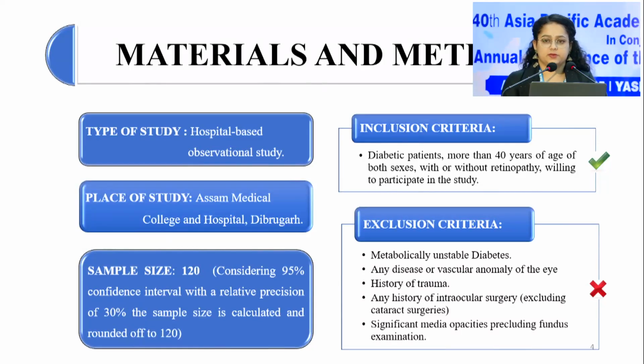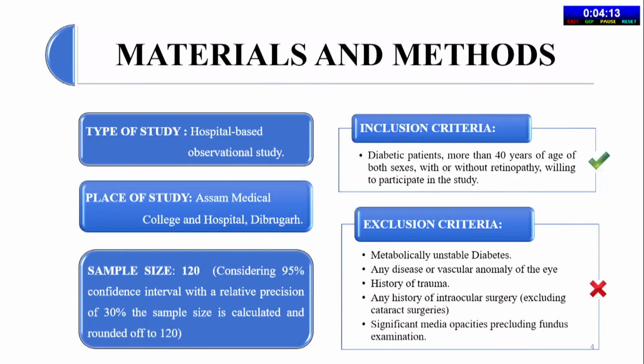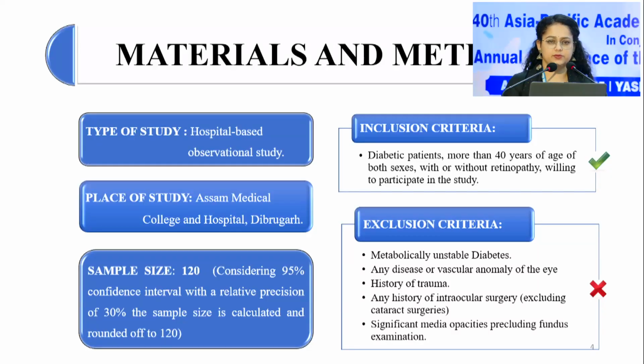So this was a hospital-based observational study conducted in a medical college in Assam, where we had taken 120 diabetic patients more than 40 years of age with or without retinopathy who were willing to participate in the study. However, patients who were metabolically unstable such that they were not able to follow up for the subsequent visits, or who had any disease or vascular anomaly of the eye, history of trauma, or any other significant media opacities that precluded the fundus examination were excluded from the study.